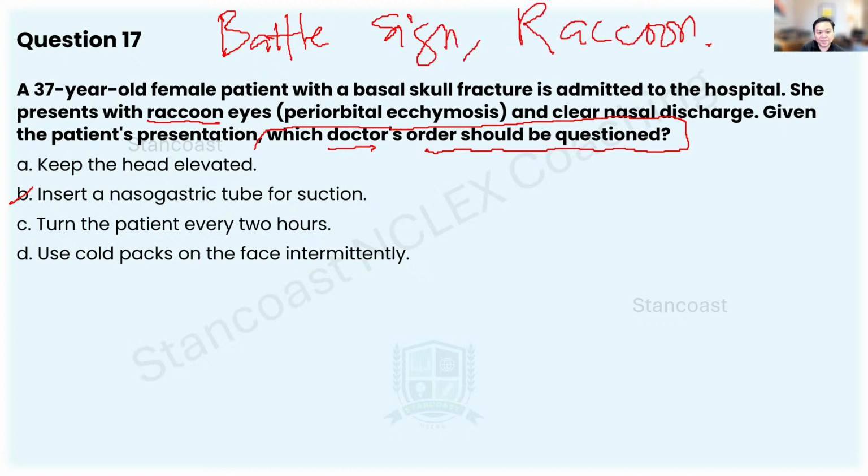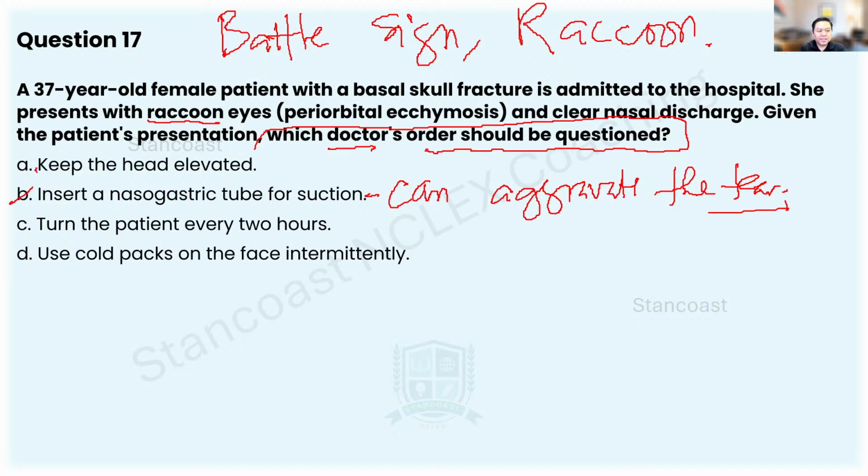I mentioned about what? Basal skull fracture. There is a fracture there. So you are not supposed to insert any tube because this can further aggravate the tear. All right. So do not insert the NG tube this time because of the presenting manifestation. They already have those basal skull fracture manifested by the raccoon eyes and clear nasal drainage. So make sure you're not putting anything. Yeah, it can aggravate the tear.